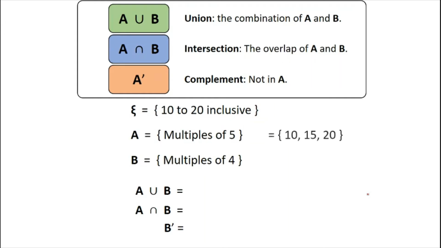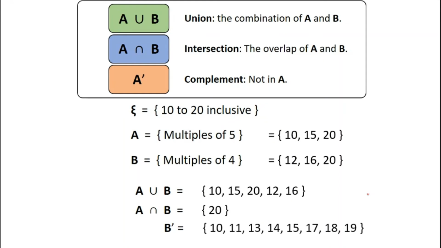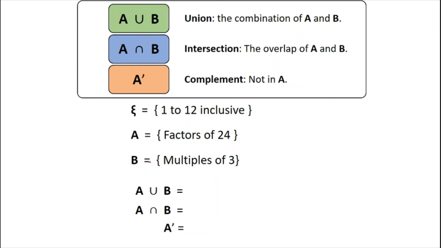Okay. So our multiples of 5 are 10, 15, and 20. Our multiples of 4 would be 12, 16, and 20. A or B would be those 5 numbers. A and B would be 20, and not B would be every number that isn't 12, 16, or 20. And I've taken all of these numbers from my universal set, all the numbers that I've been asked to sort. One more to try here.